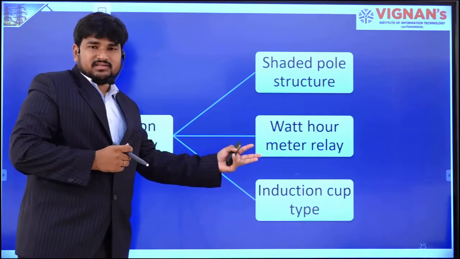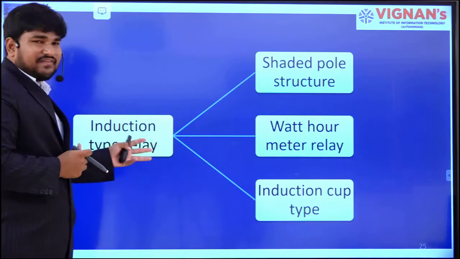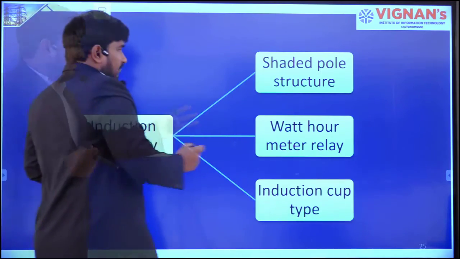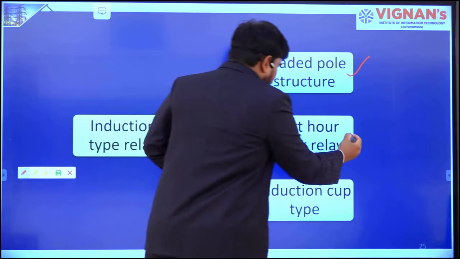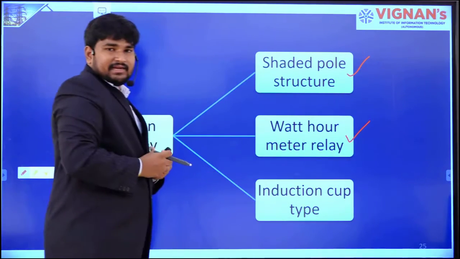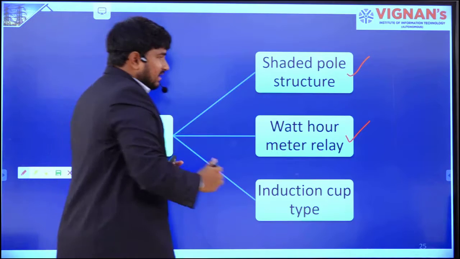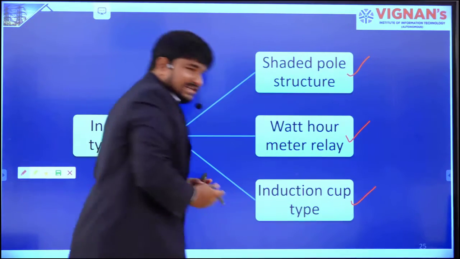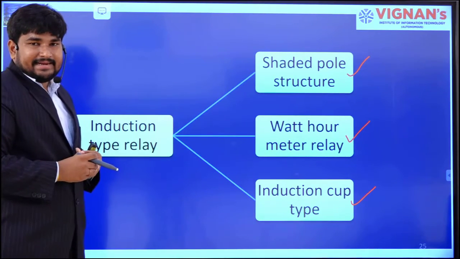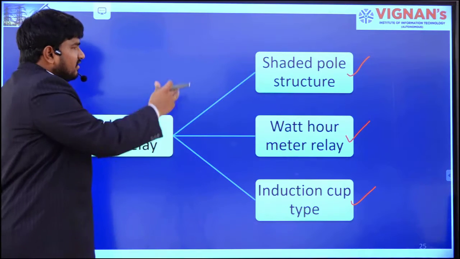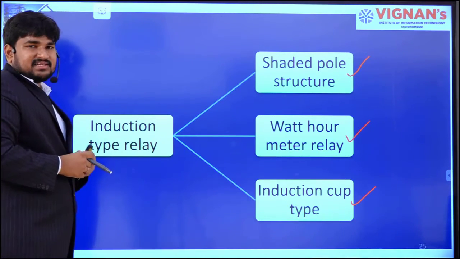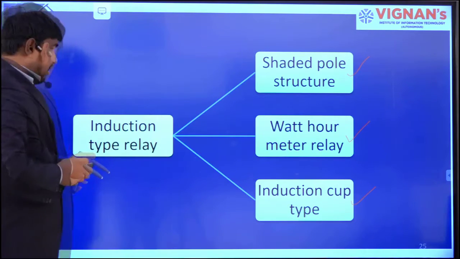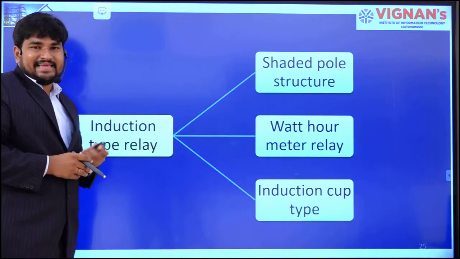Welcome back, guys. The induction relays are again classified into three types. One is shaded pole structure, the second one is watt hour meter relay, and the third one is induction cup type relay. So these are the three types of induction relays. Now let us go in detail about each one.